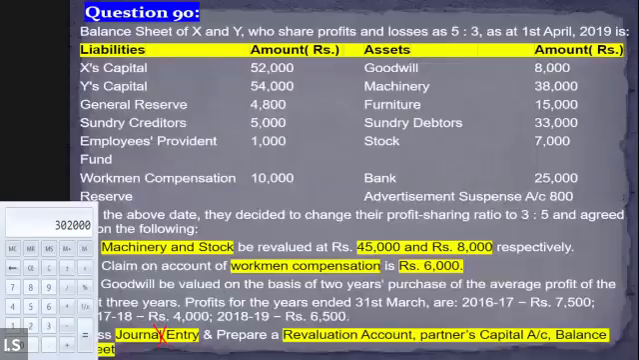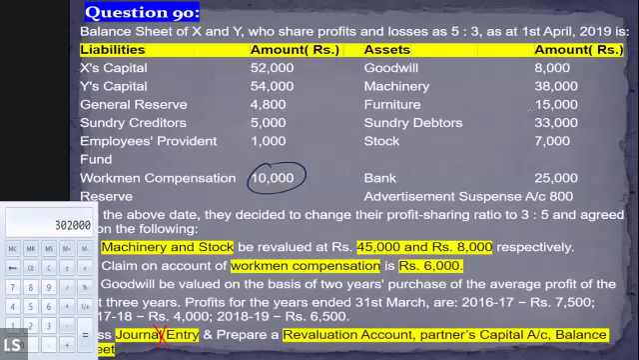After that, the second thing is claim on account of workman compensation is 6,000. So the workman compensation reserve that we have made is of 10,000. Out of this, the actual claim is only 6,000. That means we can adjust the compensation reserve toward the workman compensation claim by 6,000. The remaining amount can be distributed among the partners in the old PSR. Remaining amount will be 4,000. So 4,000 needs to be distributed among the partners in the old PSR.